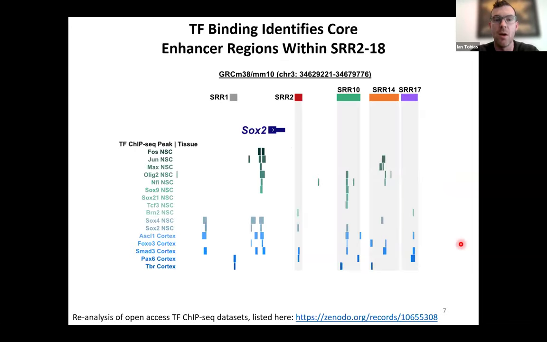And so just zooming in on this 18 kilobase downstream region of SOX2, we actually see a high degree of overlap in the binding of transcription factors that are normally expressed either in neural stem cells or in bulk neocortical tissue. And this local density of transcription factor bound regions really points to these discrete core enhancer regions, several of them residing within this broader SR2 to 18 enhancer cluster region.